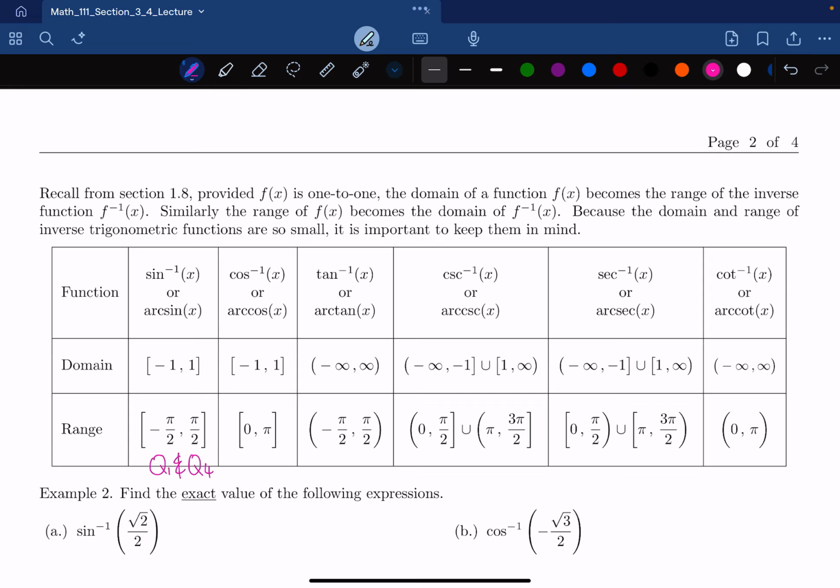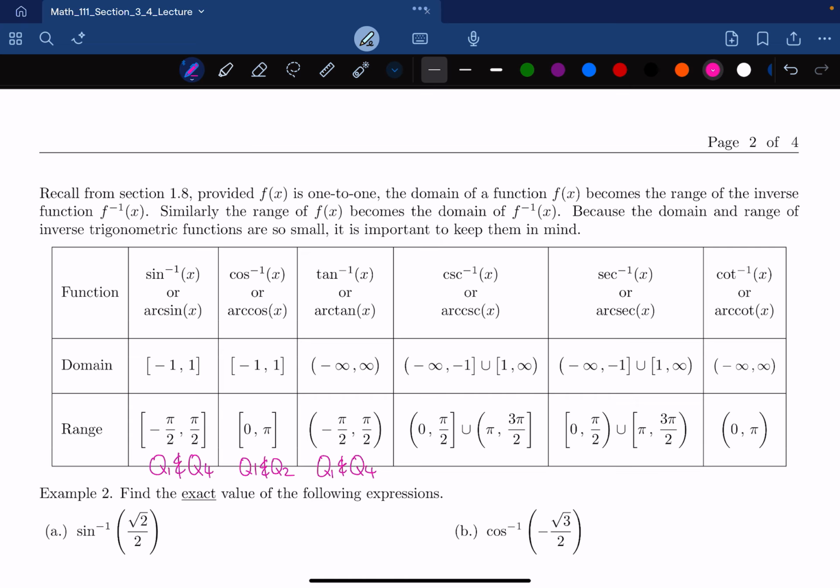So for cosine inverse, it's going to be quadrant 1 and quadrant 2. Right, from 0 to pi is quadrant 1 and quadrant 2. For tangent, it's quadrant 1 and quadrant 4 again. It's the same quadrants except we're no longer including negative pi over 2 and pi over 2. That's really because tangent has asymptotes at negative pi over 2 and pi over 2. Again, you'll see that in the future, or you can look at the spoiler I gave you above.